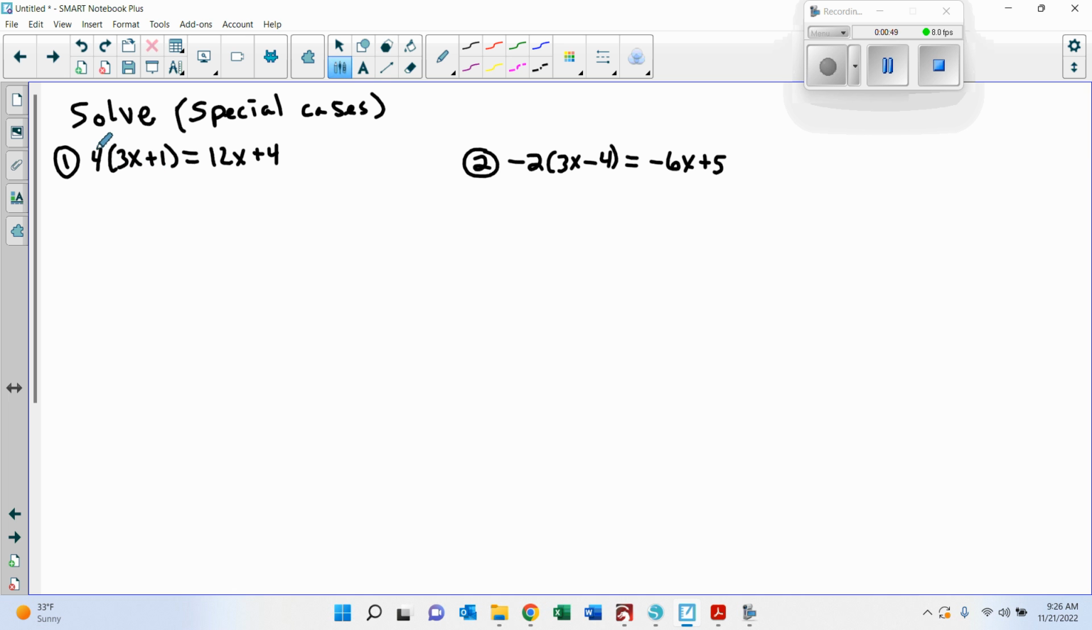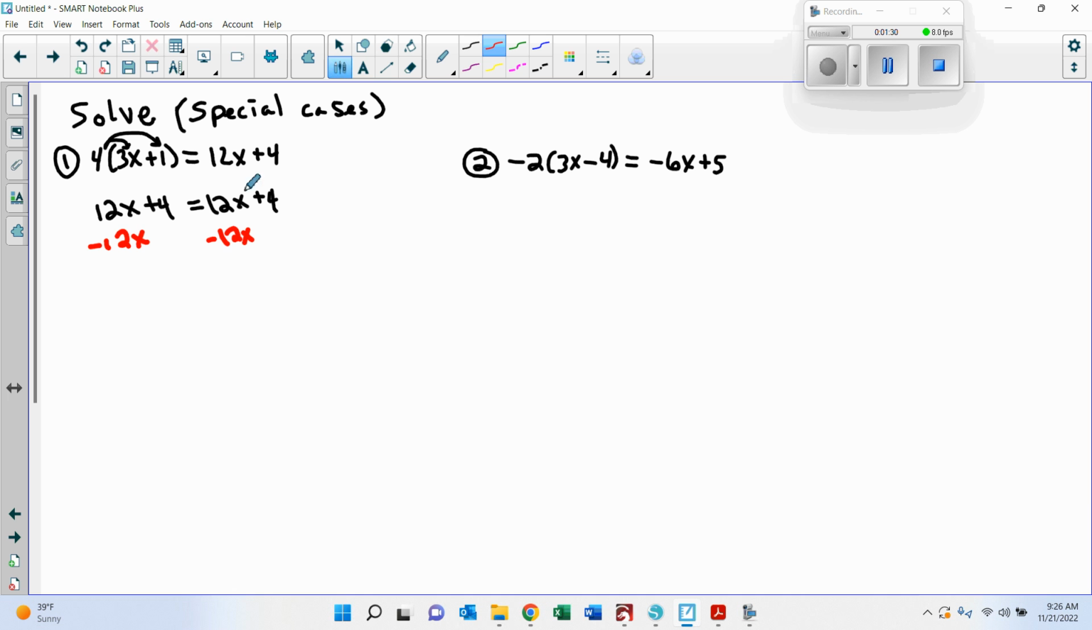Normal solving: we look at it and say, okay, we need to distribute on the left. We end up with 12x plus 4, because we take 4 times 3x plus 4 times 1. That equals 12x plus 4. Right then you should start to notice something, but let's follow our idea that we want to move one of the variable terms to the other side. I can't pick which one's smaller because they're actually the same, so let's see what happens.